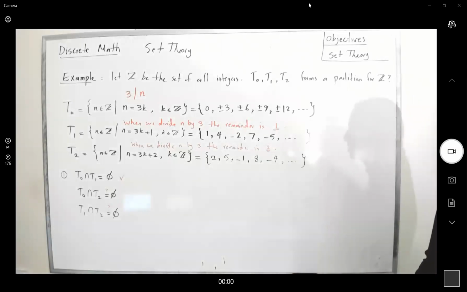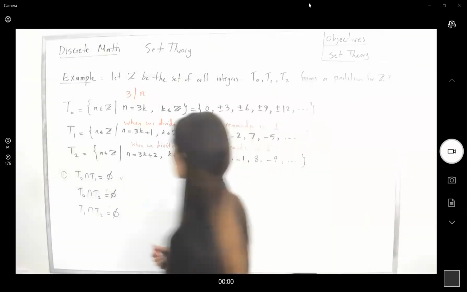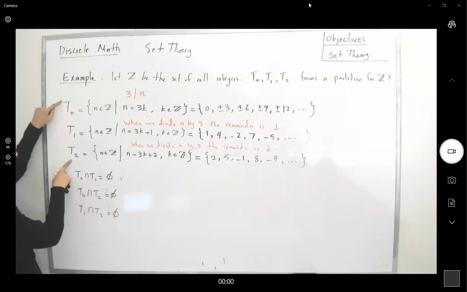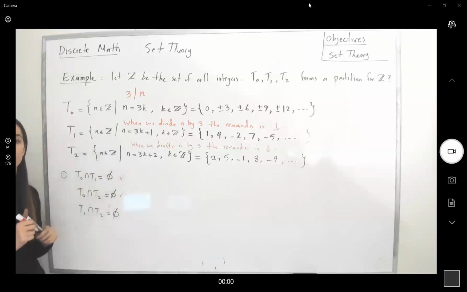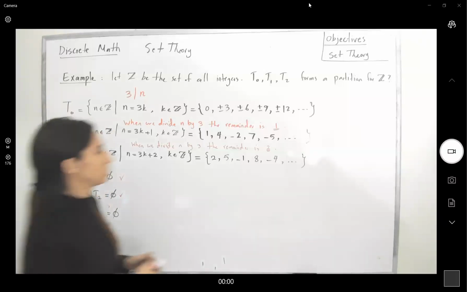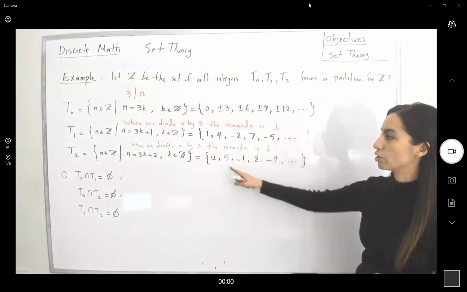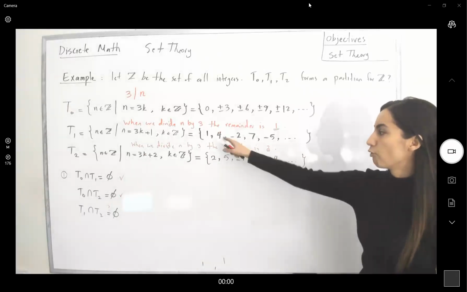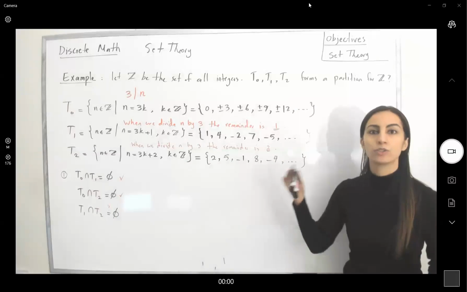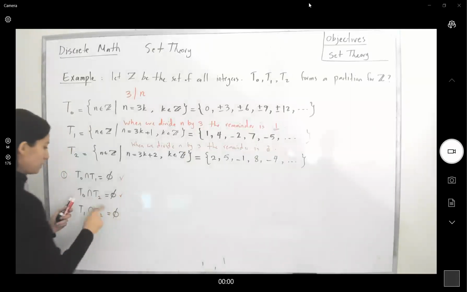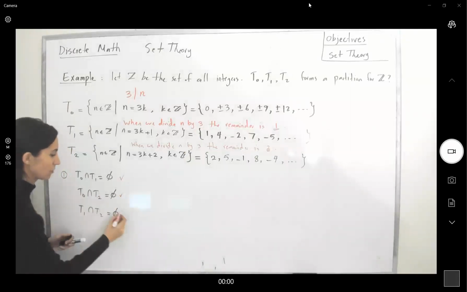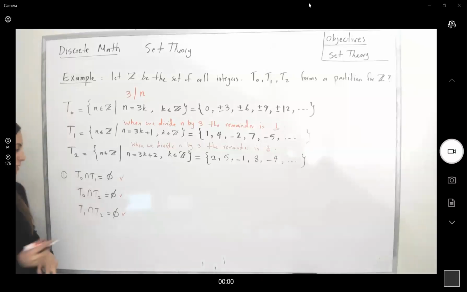Perfect. So, do we have any intersection between T sub 0 and T sub 2? Of course not. The intersection is empty. What about T sub 1 and T sub 2? Here you have 1, here you have negative 1, here you have 2, here you have negative 2, 4, negative 4. So it seems like you get the opposite numbers. The intersection is empty. The first condition is met. We're happy about our first condition.